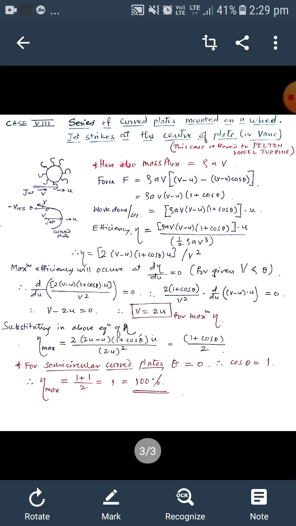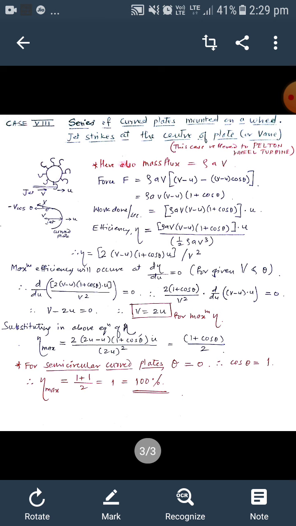So when would be the maximum efficiency, at what theta? Yes, when theta comes out to be 0, then cos theta comes out to be 1. 1 plus 1, that is 2 divided by 2, that is 1, that is 100%. Theta is equal to 0 means the jet is diverted exactly in backward 180 degrees. So it is a semicircular plate. So semicircular plates mounted on a wheel will give 100% efficiency when a jet strikes.